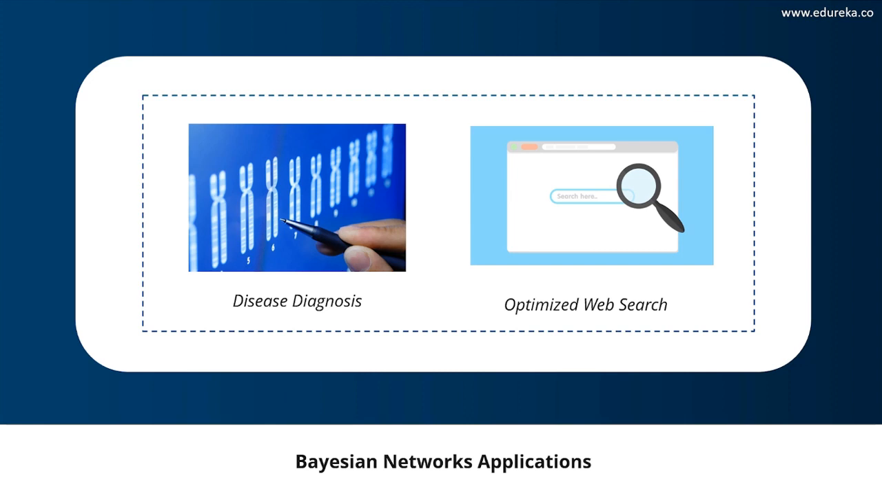Then it's also used in optimized web search, right? Bayesian networks are used to improve the search accuracy by understanding the intent of a search and providing the most relevant search results. They can very easily map your user intent to the relevant content, and they'll deliver this through the search results. So Bayesian networks have actually been used in a lot of web search engines, right?